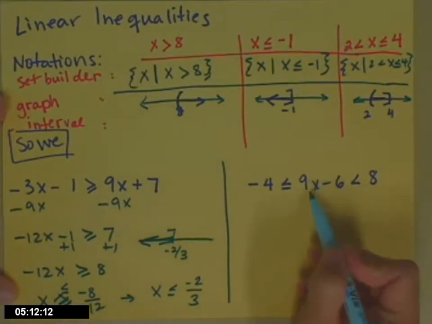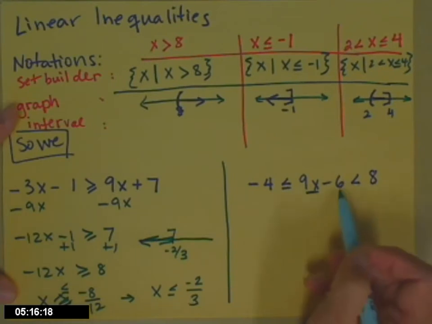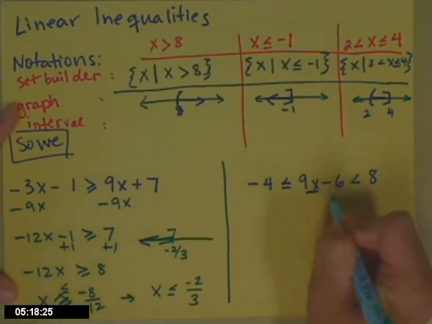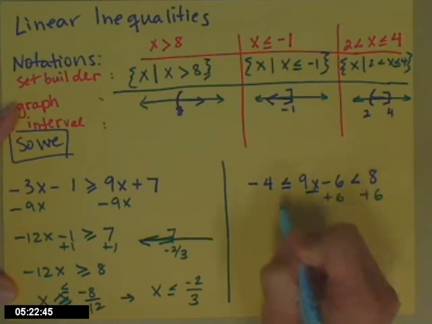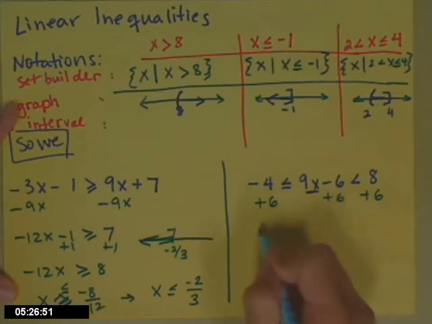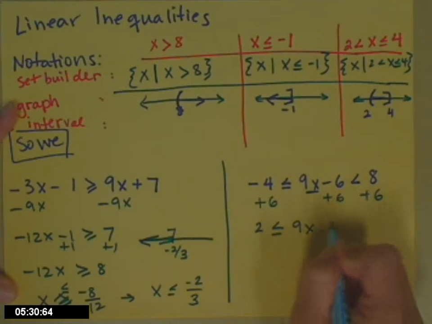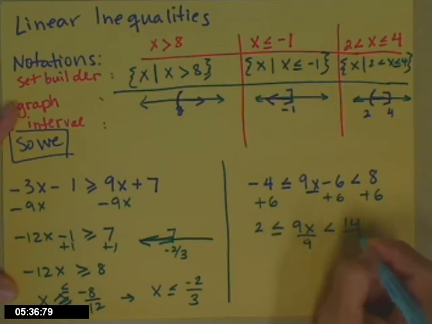Next one, double inequality. This time I need to keep the x in the middle, but I need to move everything else out. So first I'll move the 6, get the x term by itself. Whatever I do to the middle, I have to do to all 3 sides. So -4 plus 6 is 2. 2 less than or equal to 9x less than 14. And then I still need to get x all by itself, so I'll divide everybody by 9.